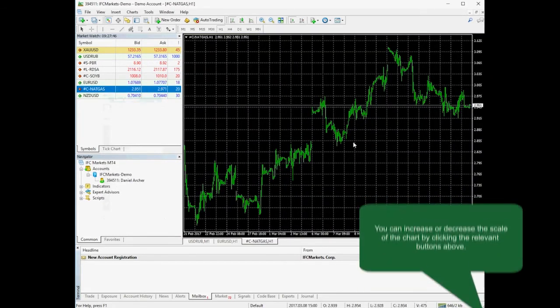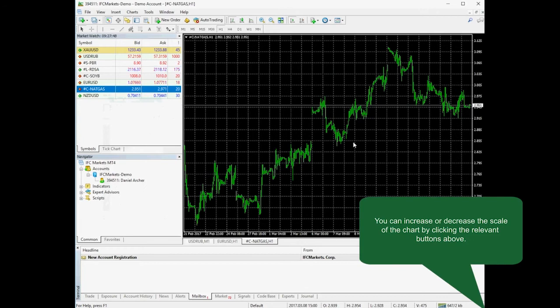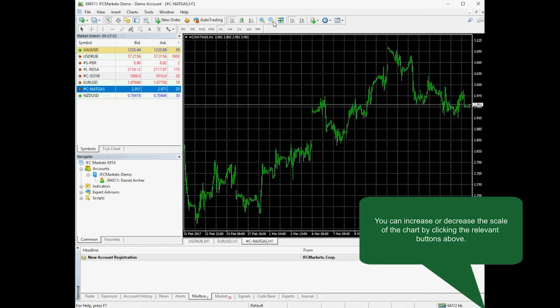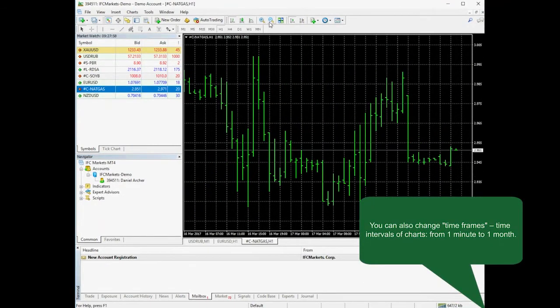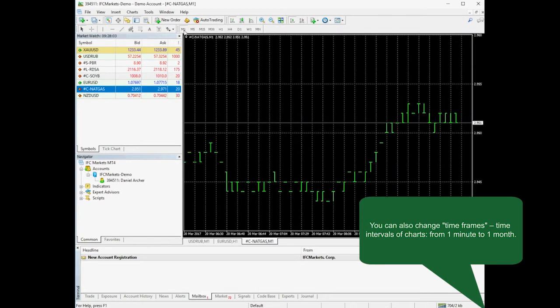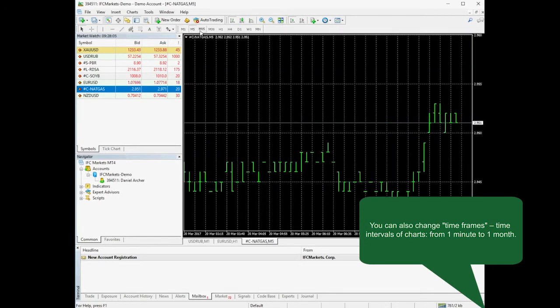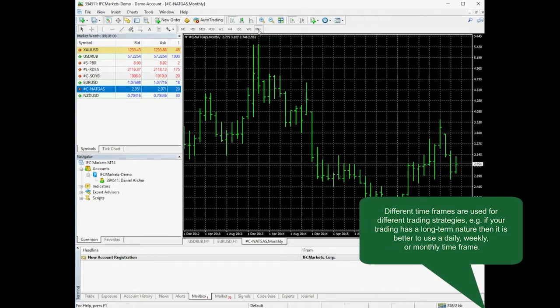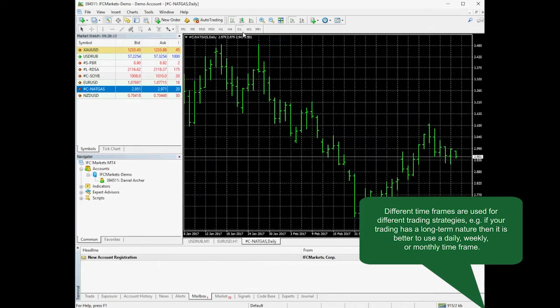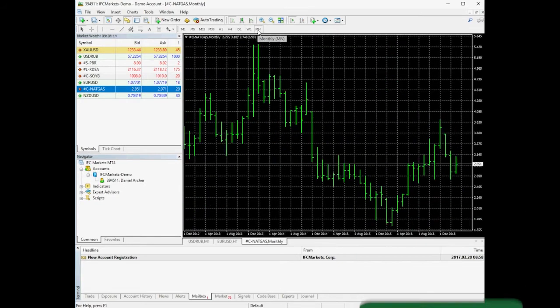You can zoom in or zoom out your chart by clicking the relevant buttons on the toolbar, as well as change the scale. You can change so-called time frames from 1 minute up to 1 month. Different time frames are used for different trading strategies. If you prefer to trade long-term deals, then you should use daily, weekly, or monthly time frames.